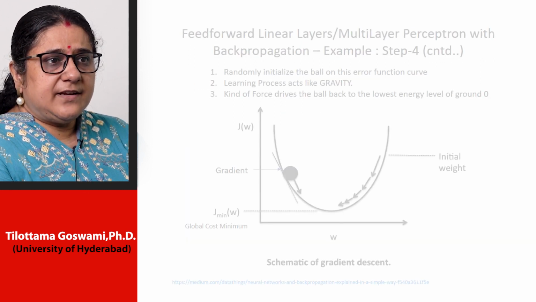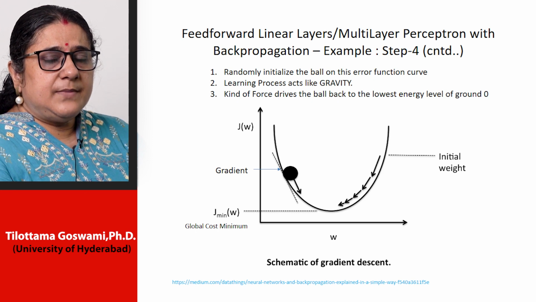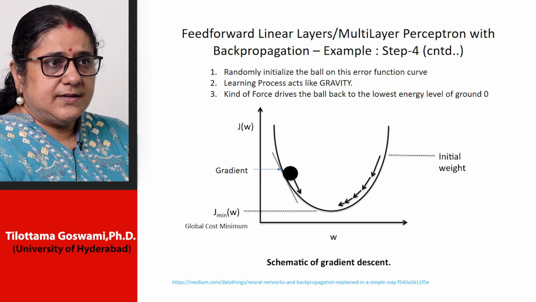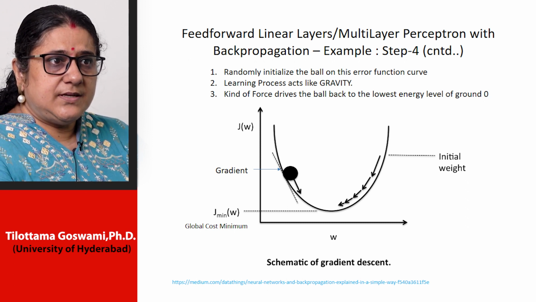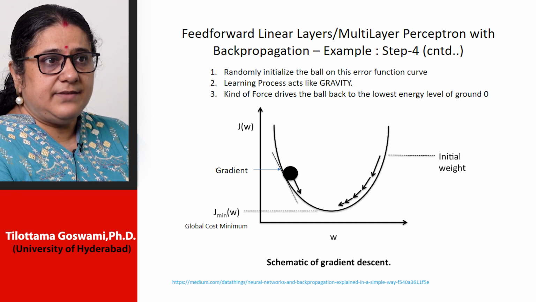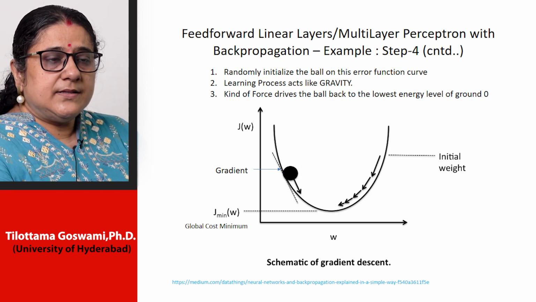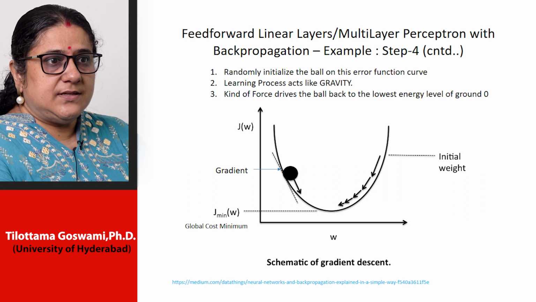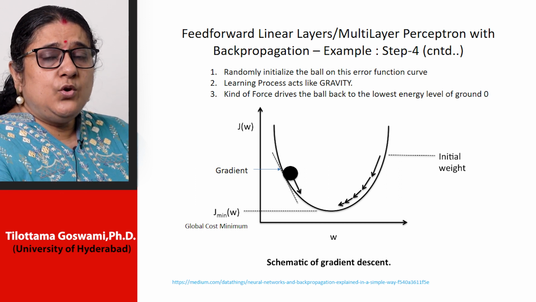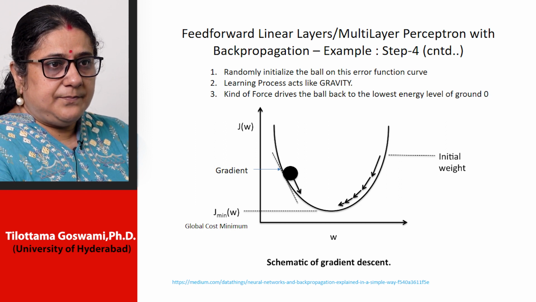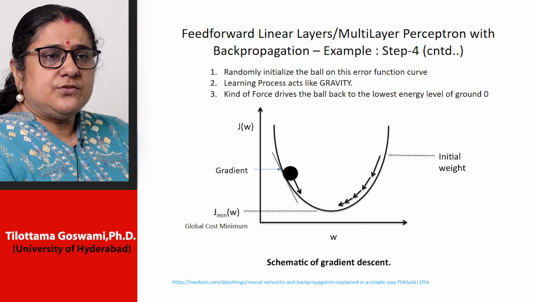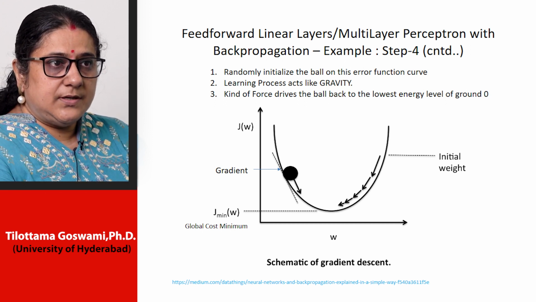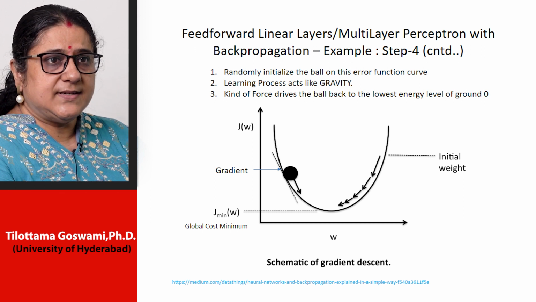If we see it diagrammatically, this is the schematic diagram of gradient descent. We randomly initialize the ball on the error function. The learning process acts like gravity and pulls the ball back to the lowest energy, to ground zero. The global cost minimum is at the bottom tip of this parabola. Slowly it is moving down. The optimizer helps to determine how quickly the model learns through gradient descent.